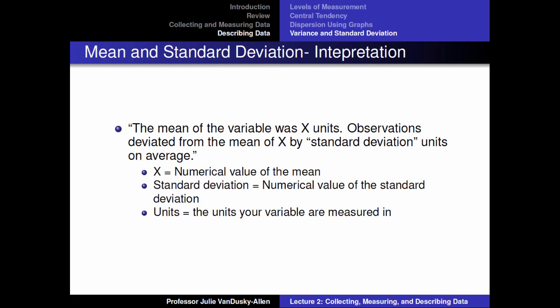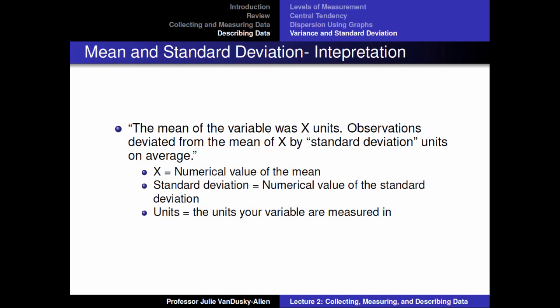While you may not have to know how to calculate the standard deviation of a variable in this course, you have to know how to interpret it. Basically, you have to know how to interpret the mean and standard deviation of a variable using this template. The mean of the variable was x units. Observations deviated from the mean of x by standard deviation units on average. For x, you literally just insert the value of the mean of the variable. For standard deviation, you literally just insert the value of the standard deviation of the variable.